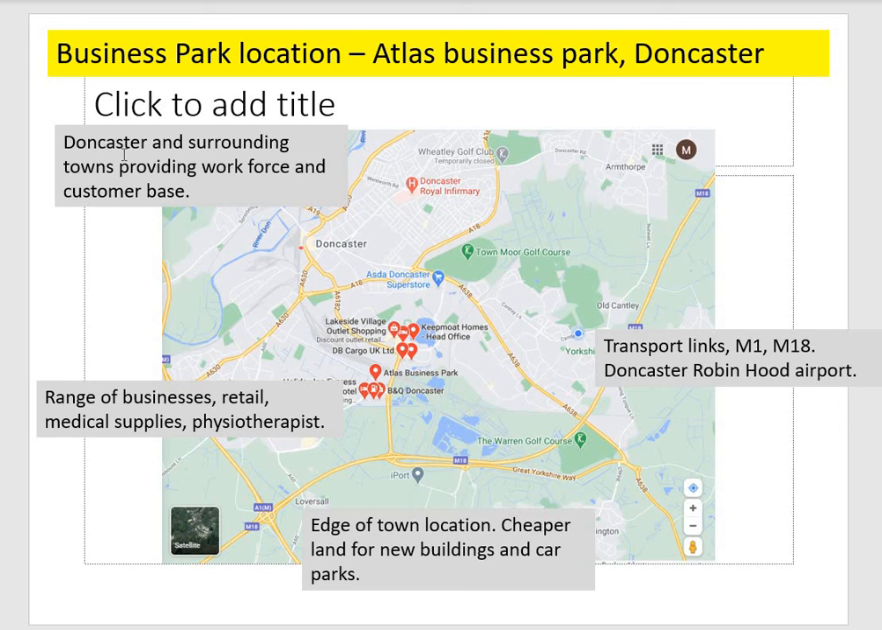So make sure that you try and learn these reasons why the science parks and the business parks locate where they do, why those are good locations.